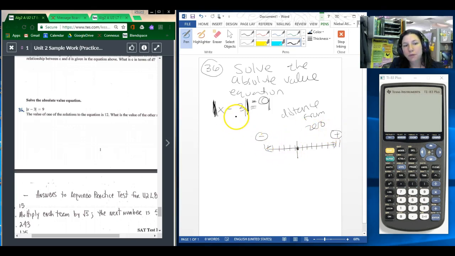So when we solve absolute values, there are 2 options available, and we have to take both of those into consideration. I could be at a negative number, and that would be 9 spaces from 0, or a positive number, and that would be 9 spaces from 0.